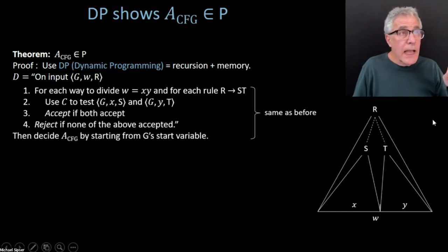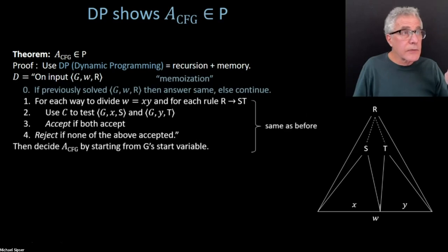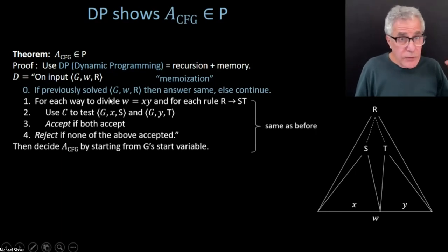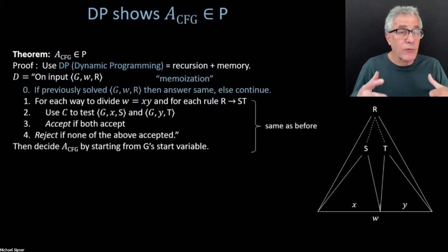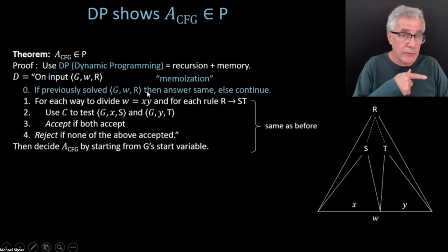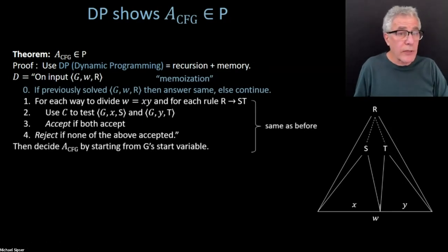Now, I'm going to add a little step zero beforehand, which says, if I have G, W, and R, let me first check whether I've already solved that one before. So I have to keep track of the ones I've already solved. That's not too bad because there's only order n squared possible different ones that I could be called on to solve. So I'm just going to have a little table where I remember those. And every time I get a new one to solve, I'll check, is it on that table? And what's the answer? So I won't have to rerun those.